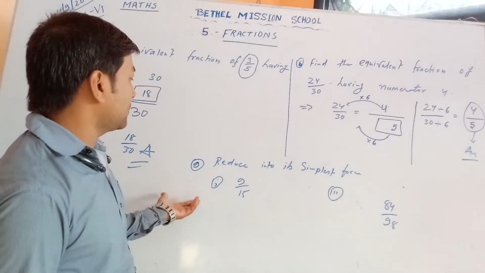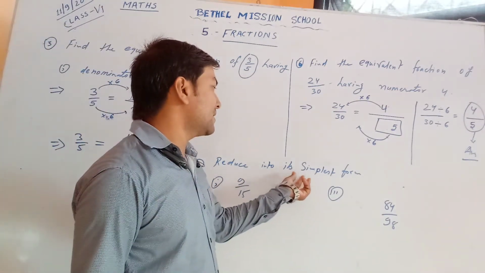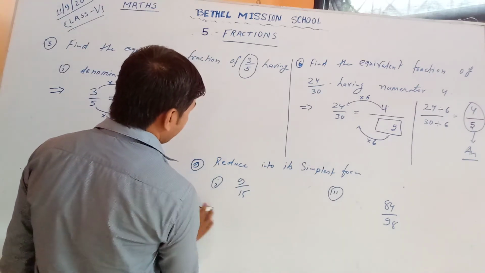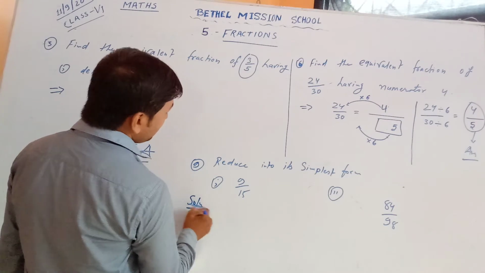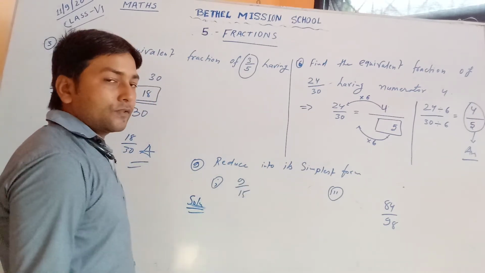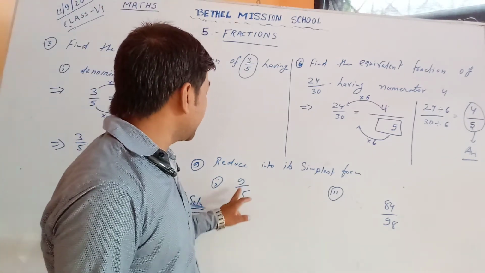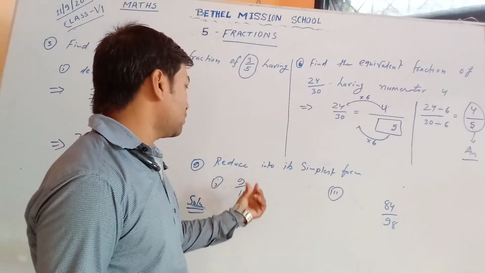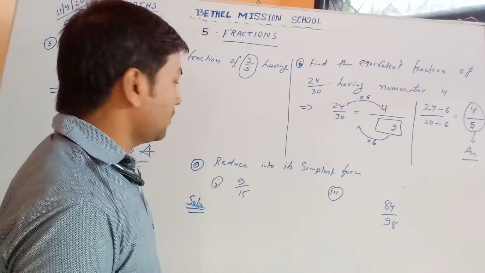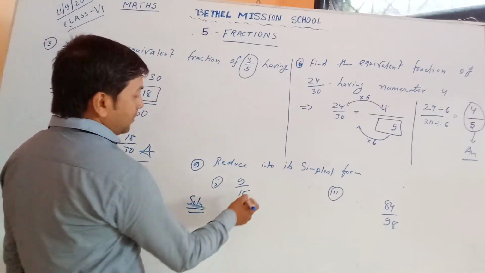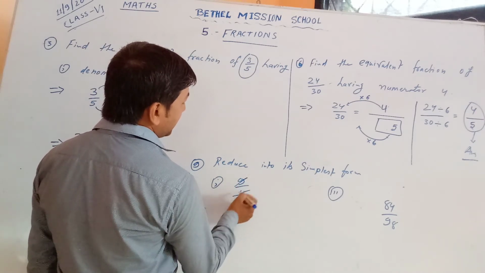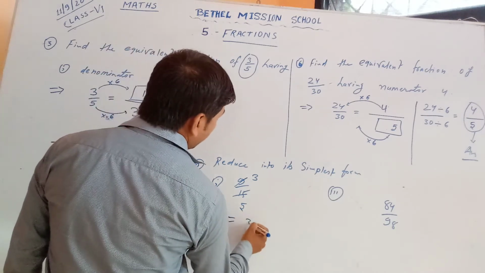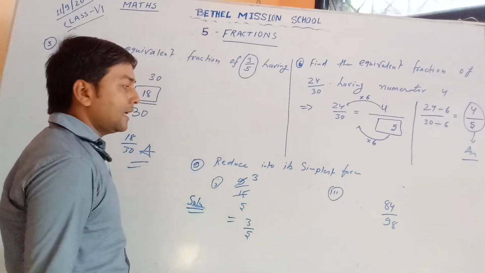Now 9th number question: reduce into its simplest form. To find the simplest form, you have to use your brain, in which table both numbers are available. 9 is available and 15 is also. So 3 3s are 9, 3 5s are 15. So 3 upon 5 is the answer.